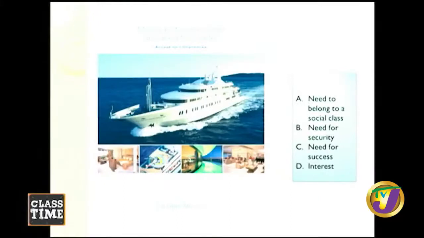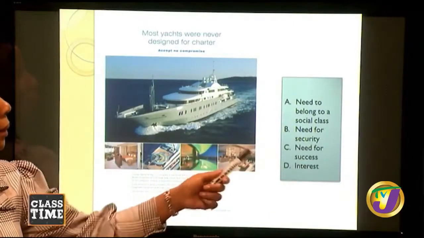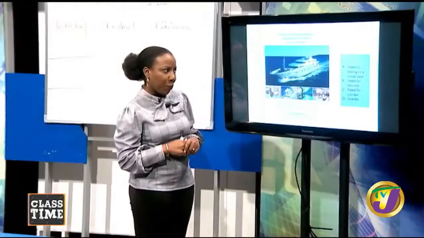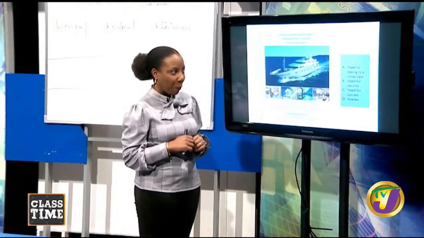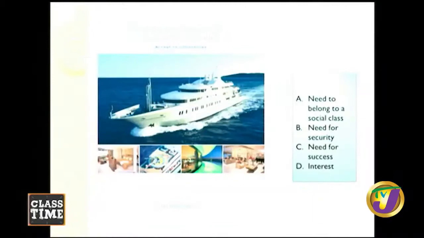Tell me, what do you think the appeal of this one is? It says, most yachts were never designed for charter. Just that first sentence. What does it imply? What is it seeking to appeal to? Is it A, need to belong? B, need for security? C, need for success? Or D, interest? There may be more than one, but which one is the overarching appeal? A, it is. Need to belong to a social class.